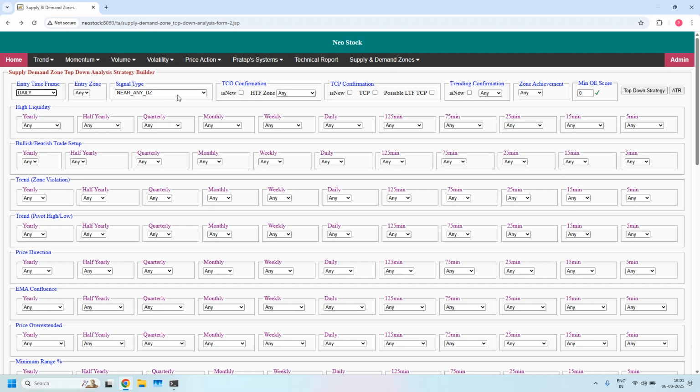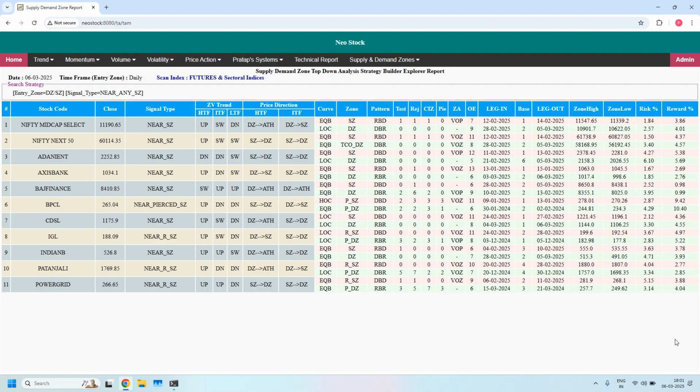For daily time frame, let us find the stocks near daily supply zone. We got 11 stocks. Let us identify high liquidity daily supply zones from this list. IGL is having a high liquidity daily supply zone. Patanjali is having a high liquidity daily supply zone, and Power Grid is having a high liquidity daily supply zone. We have identified 3 high liquidity daily supply zones from this list.